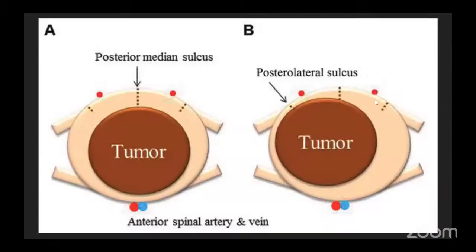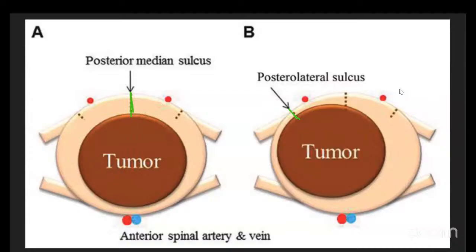Okay, now you can see that this is the posterior median sulcus, the avascular zone. This is the posterolateral sulcus where we have the tract of Lissauer. When we are talking about the tract of Lissauer, you can still damage the cell bodies that are specifically in this tract of Lissauer. But compared to the other entry zones, this is still a safe area. We only go via here when the tumor is paramedian.